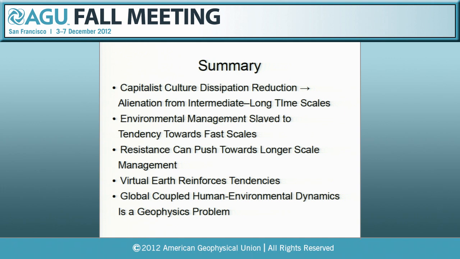Basically, I've argued that dissipation in capitalist systems leads to alienation of fast time scales from the intermediate and the long time scales. And that has some very significant implications for the way that we interact with the environment. Environmental managers can slow down that process, can put a little bit of slower time scales into the system. But basically, as part of that system, it's inevitable that economic factors are going to dominate what decisions are made.